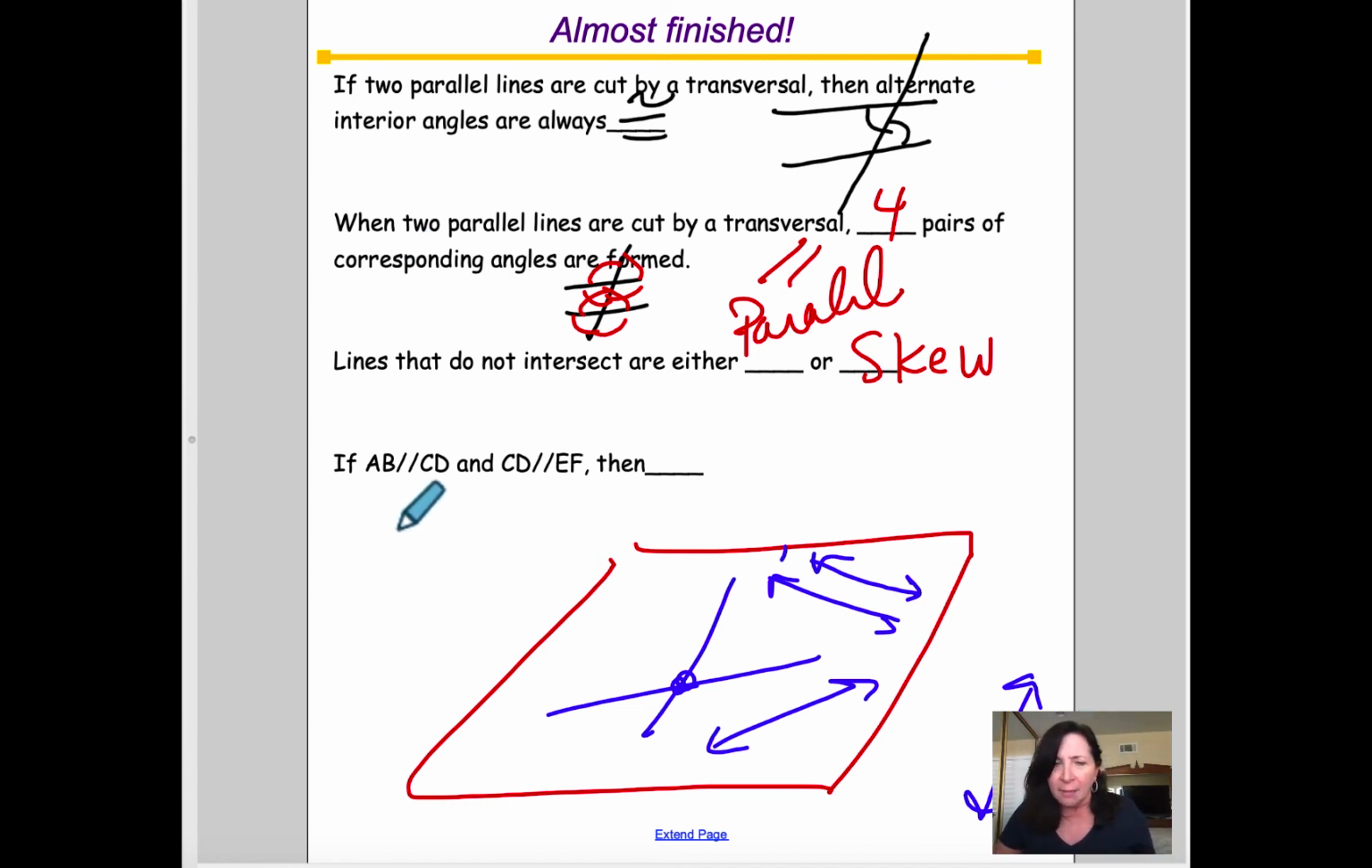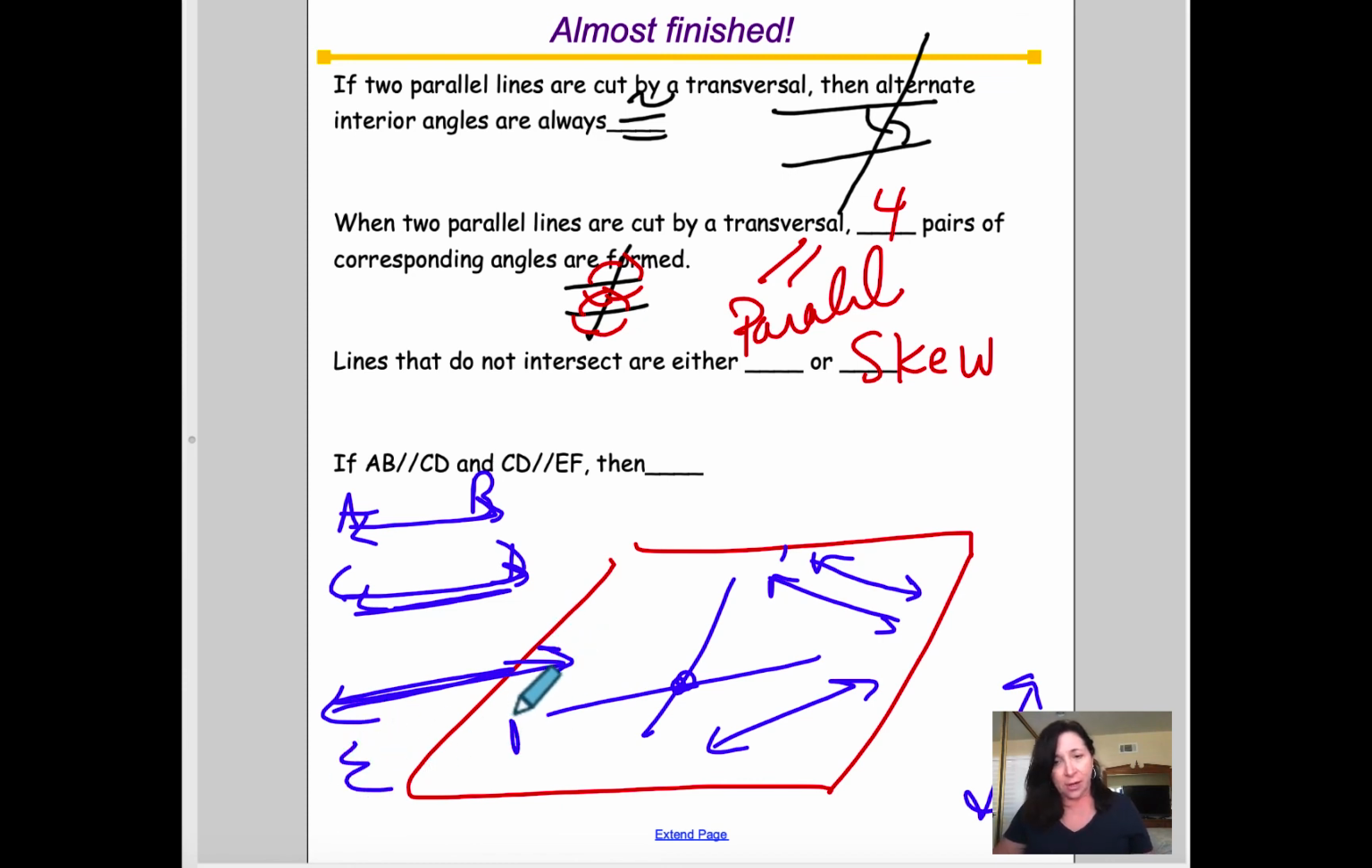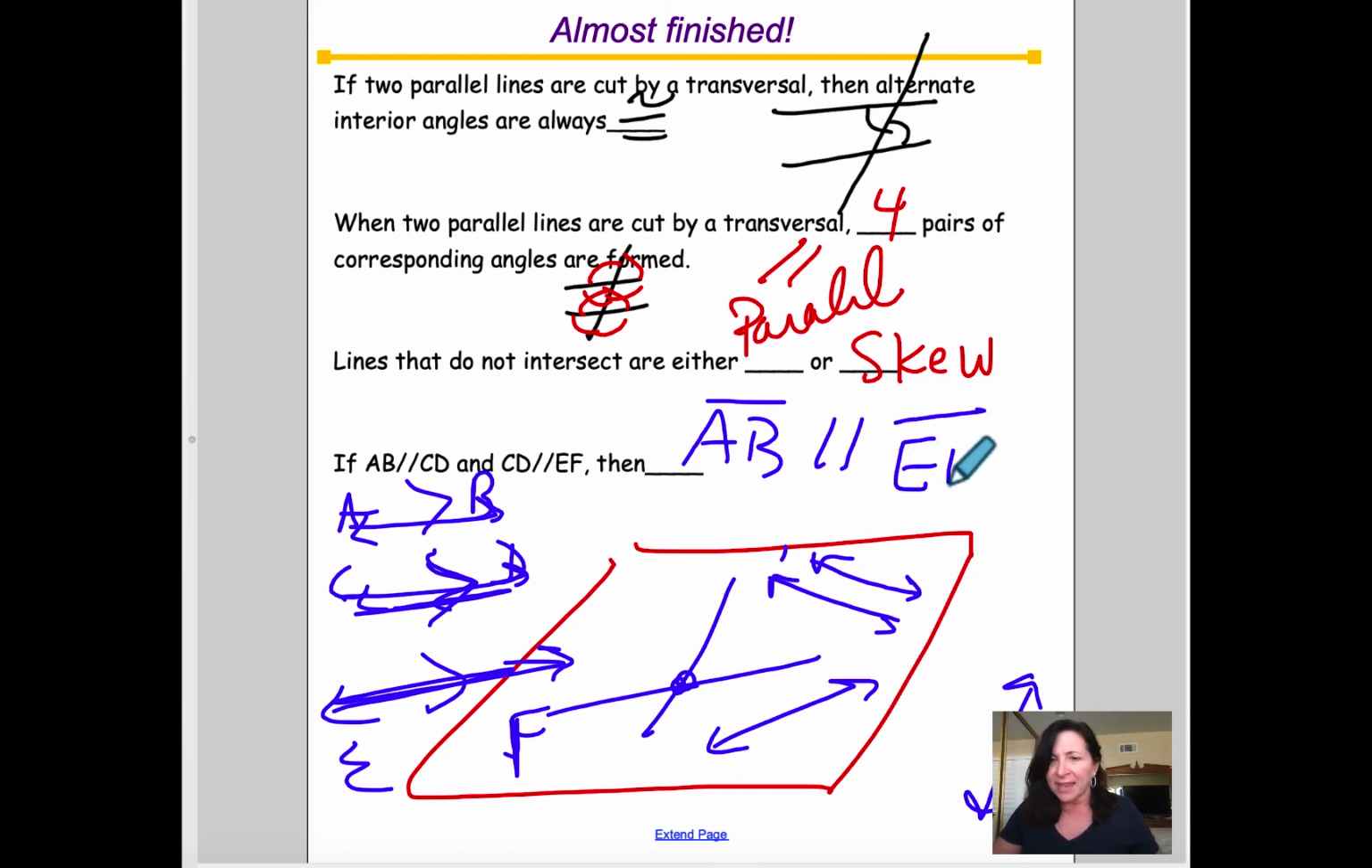Lastly, if AB, here's AB, is parallel to CD, here's CD, and CD is parallel to EF. Well, what does that mean? We know CD is parallel to EF. We know AB is parallel to CD. So that means that line segment AB is parallel to line segment EF. By the way, that's the transitive property.